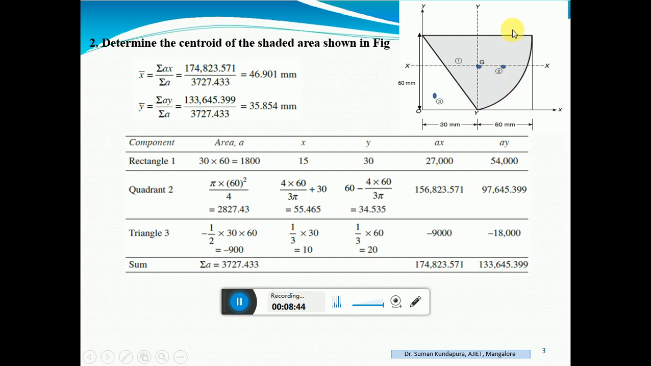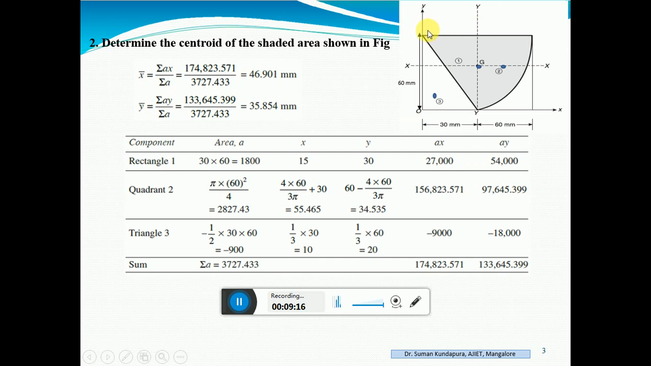Okay, so the total is 60, minus 4r by 3 pi. This distance I will be subtracting. I know the total distance from here to here is 60, minus this distance 4r by 3 pi. So you will get 34.535. Then multiply area into x, area into y, you will get these two.